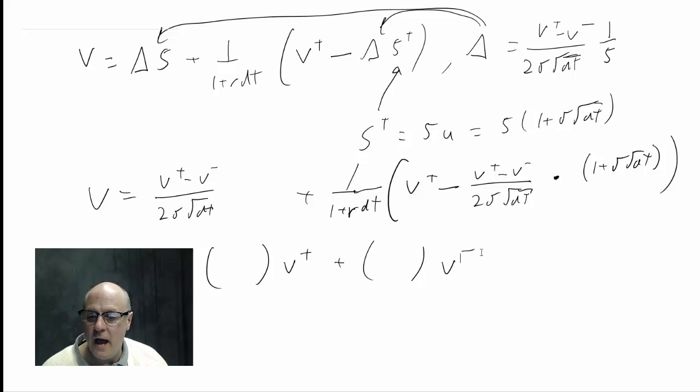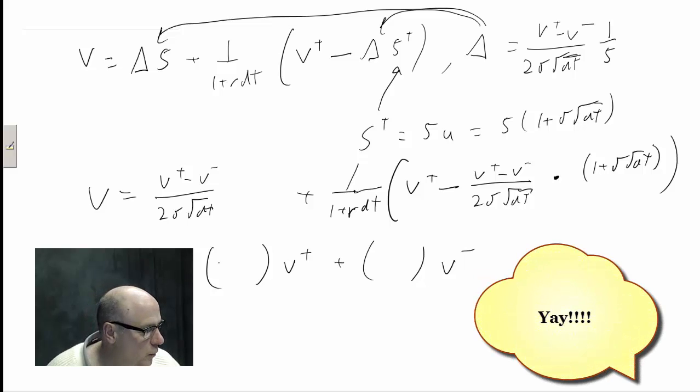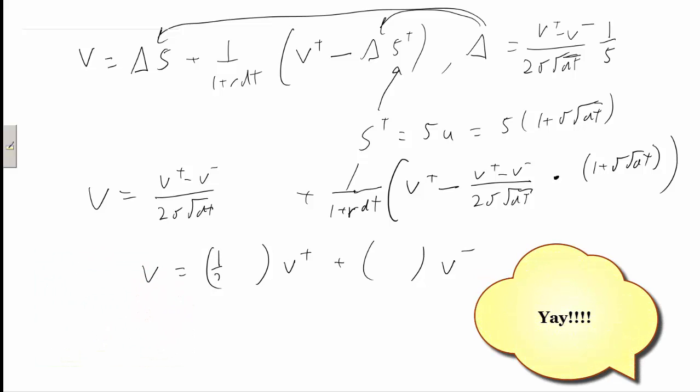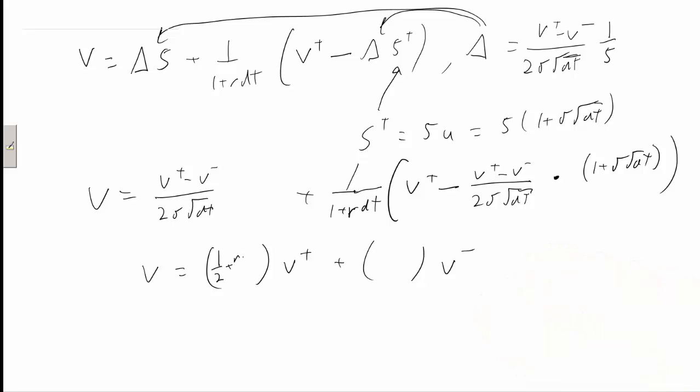All we have to do now is do algebra and clean all this up. I'll let you do that algebra. When you do that algebra, what ends up going in this bracket is 1/2 plus R root dt over 2 sigma. And what happens in this bracket ends up being 1 minus 1/2 plus R root dt over 2 sigma.